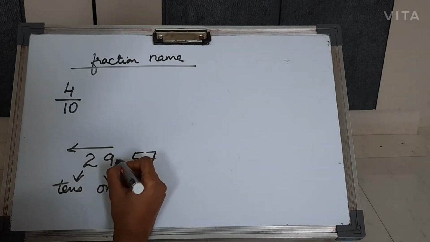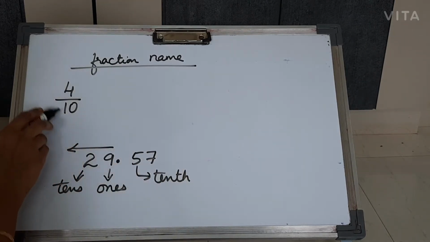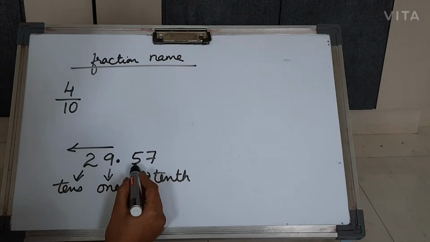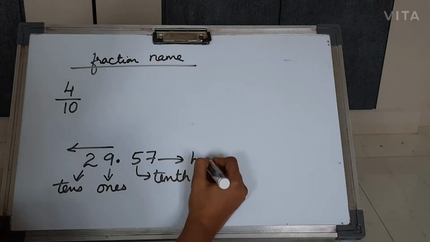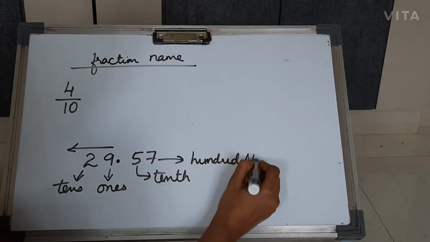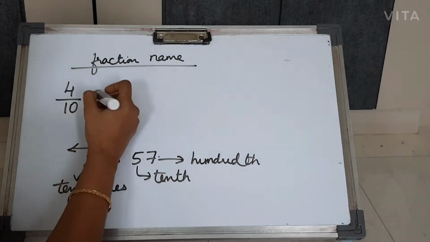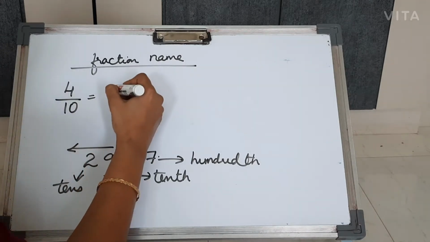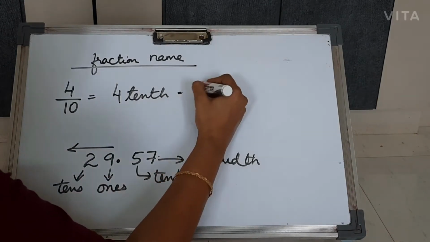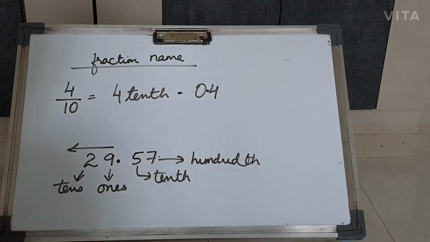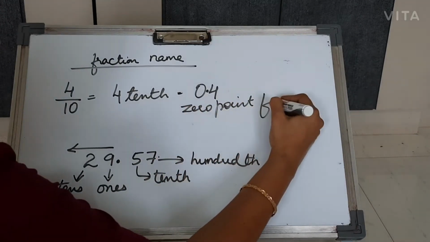After the decimal, how are we going to read it? This is the 10th part, out of 10, 4 parts. So it is read as 5 by 10. That is the 10th part, and this is the 100th part. Again, if we have one more number here, that will be the thousandth part. So what will be the fraction name for this? It will be 4/10th. This is written as 0.4, and the decimal name will be 0.4.